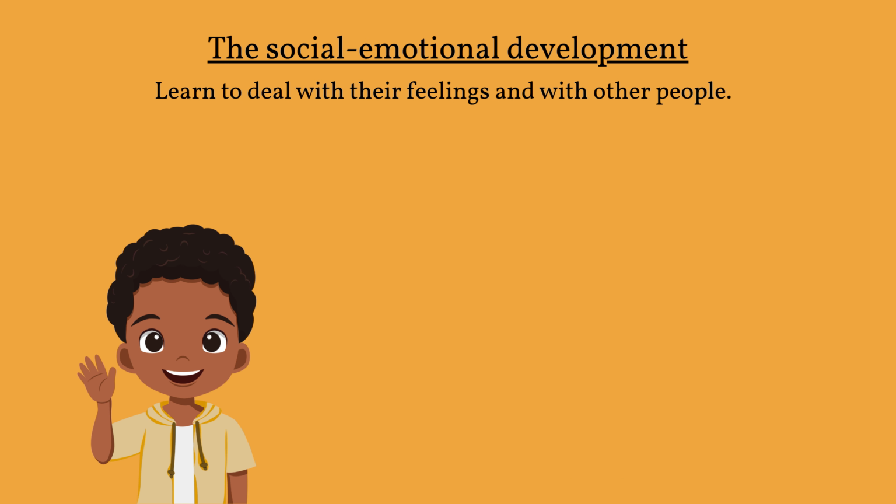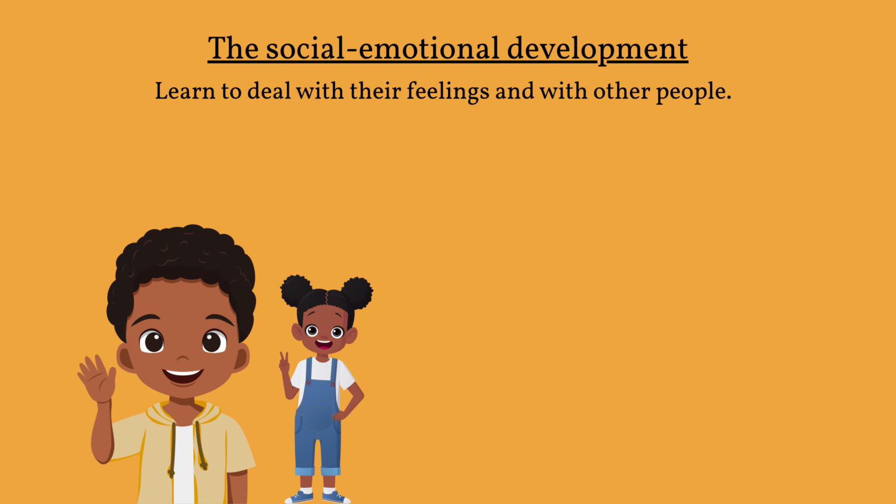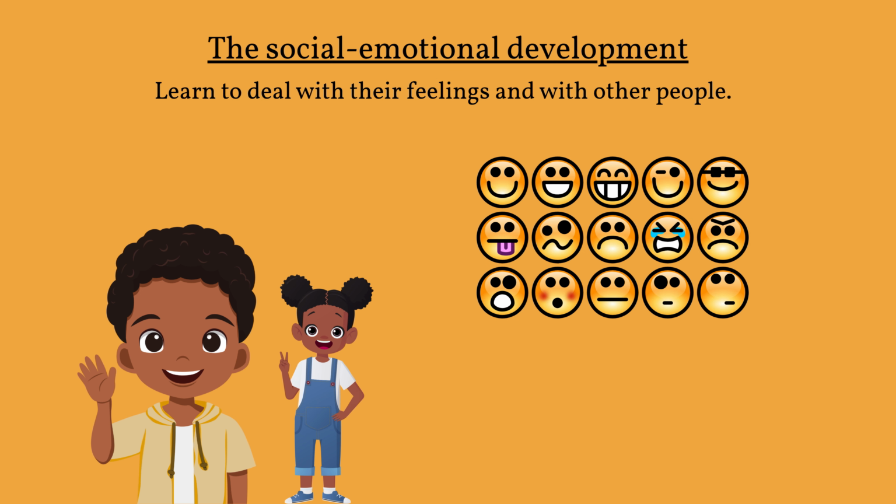The next area is called the social-emotional development. Children learn to deal with their feelings and with other people. For example, playing together, learning to share, being angry or happy. To describe this level of development, you can skip to the video on theoretical models. This covers different kinds of social and emotional behavior that children may show. Musa will come back in this video.